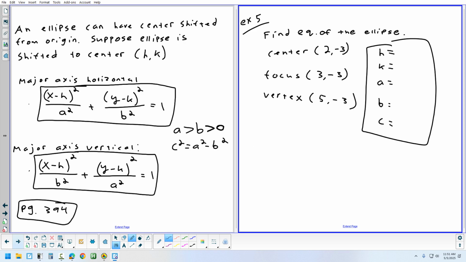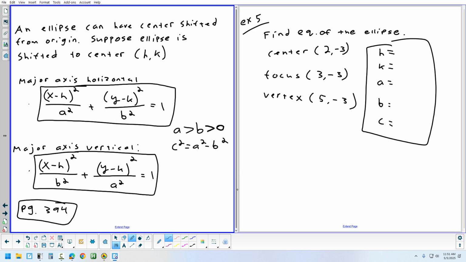Okay, let's try this one. So this one says, find the equation of the ellipse. All right, so 5 things we want to do off to the side. H, K, A, B, C. All right. Anyone think they can tell me one of those letters without too much work?